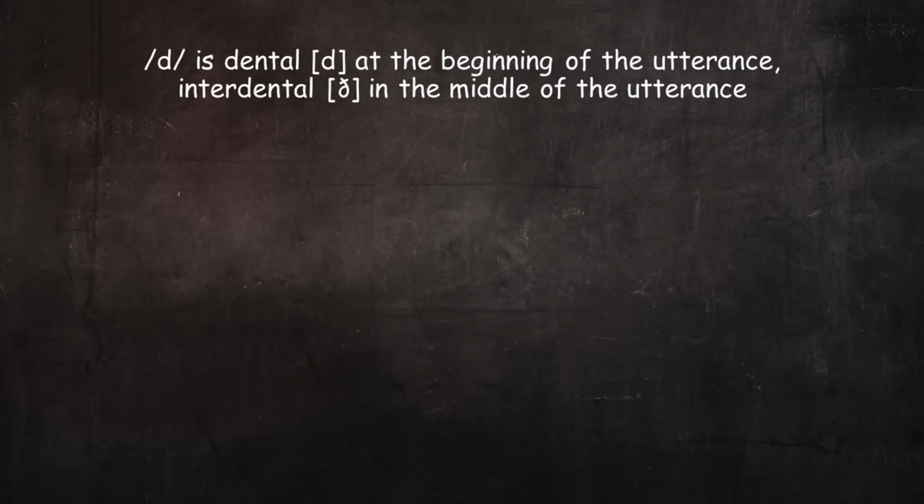In all of the following cases, the D is pronounced as dental D at the beginning of the utterance, but exactly the same D in exactly the same word is pronounced as interdental D when it's in the middle of the utterance. In other words, when some other word comes before it.